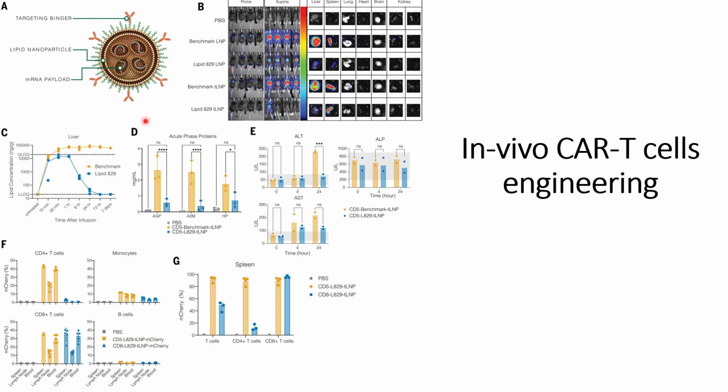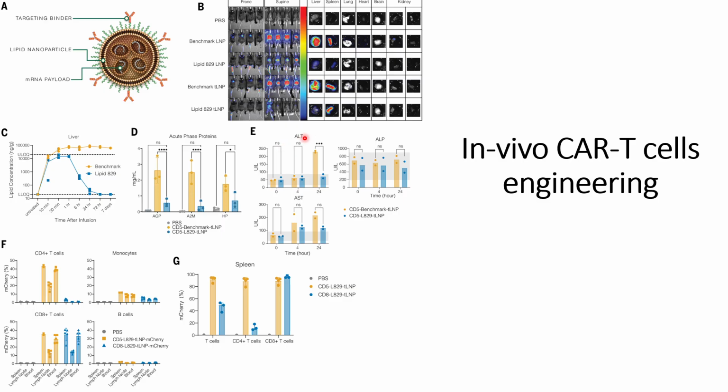Then they checked it in rats and mice, which are sensitive to lipid nanoparticles. For the rat, they checked acute phase protein expression when treated with the commercial targeted lipid nanoparticles targeted to CD5, and the L829 targeted lipid nanoparticles targeted to CD5. They can see that the expression of these acute phase proteins is high in the case of the benchmark targeted lipid nanoparticles compared to their optimized CD5 L829 targeted lipid nanoparticles.